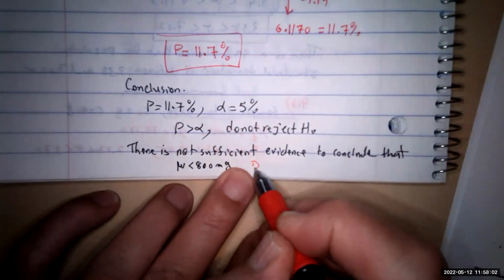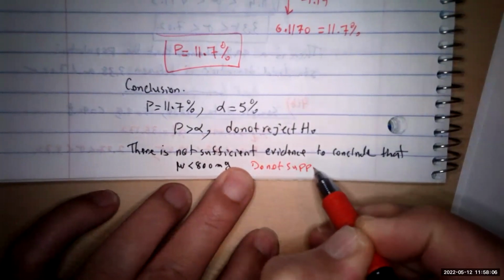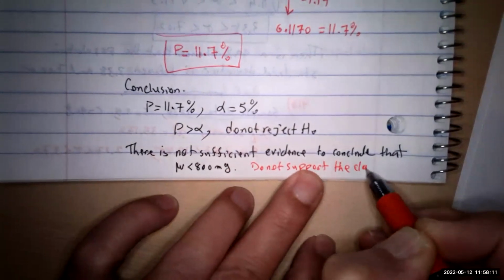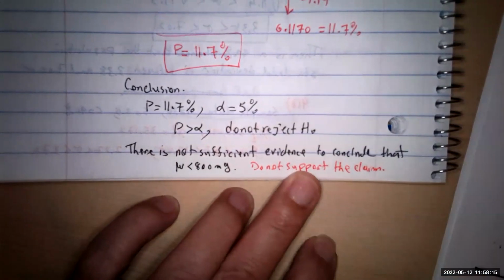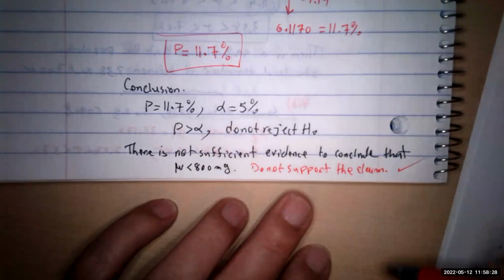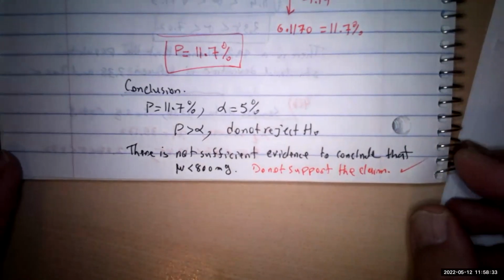So do not support the claim. So the answer was no. They ask you, is there any sufficient evidence to believe that the mu is less than 800 milligrams? And the answer would be no. So this is the way we're going to do it, and this is the complete solution for the test to get the full grades.